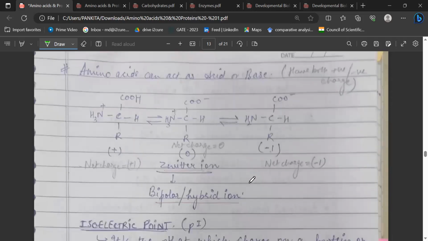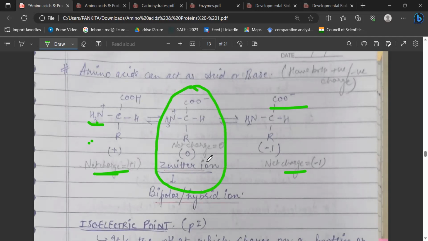Coming to the amino acid that can act as an acid or a base, basically they have both positive and negative charge in them. They are known as zwitterion or bipolar hybrid ion. So here we can see on the left side the net charge is +1 because of this amine group. And on the right side, the net charge is -1 because of this carboxyl group. But when we look at the center, they have both the groups, the amine and the carboxyl group, so the net charge of this ion becomes 0. This is called a zwitterion or a bipolar or hybrid ion. This ion can act as an acid as well as a base.